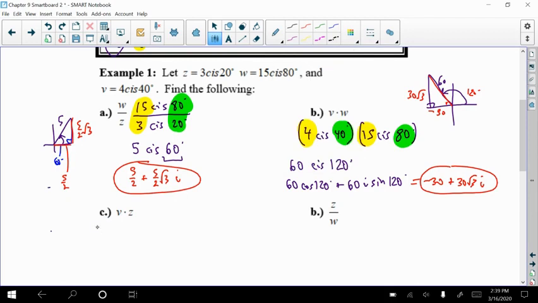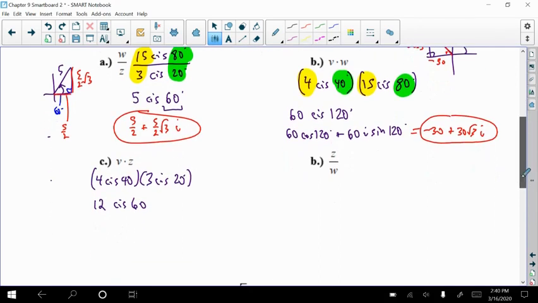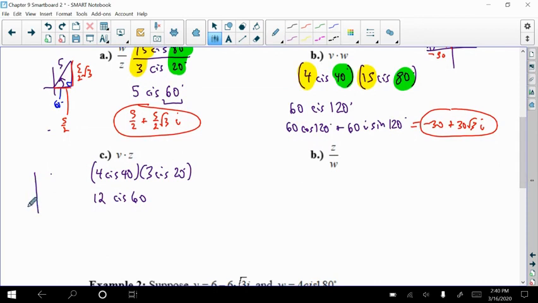So here I'm going to do 4 cis 40 degrees times z, which is 3 cis 20. Okay, so 4 times 3 is 12, cis 40 plus 20, which is 60. So I have a 12 cis 60 polar representation of this point. And 60 degrees is a nice argument, one could argue. Sorry, very punny today.